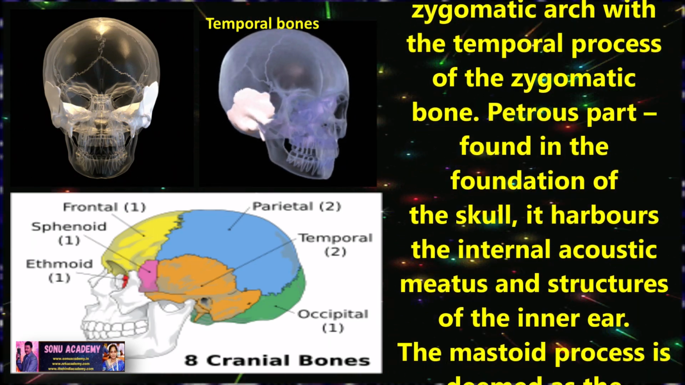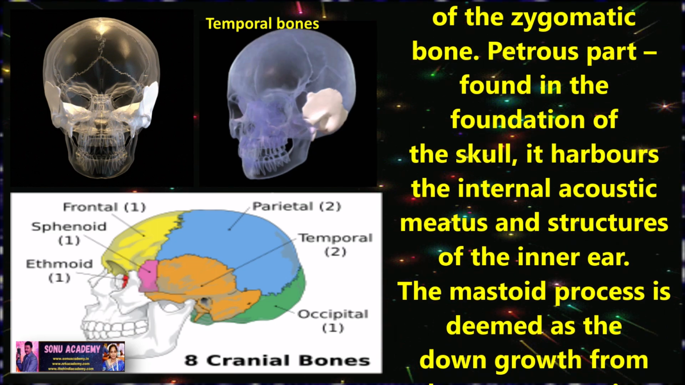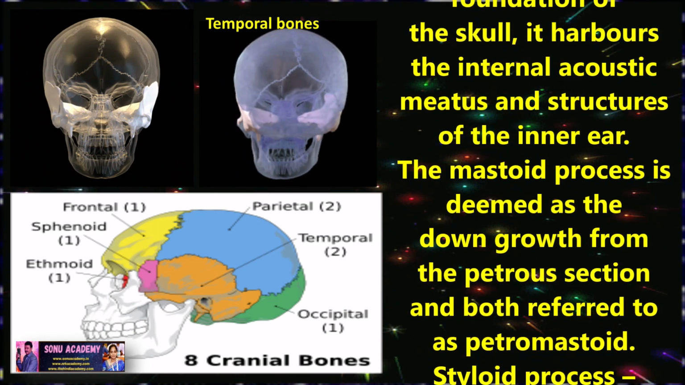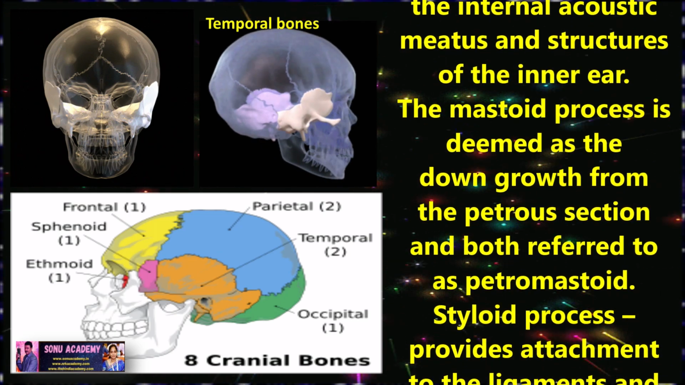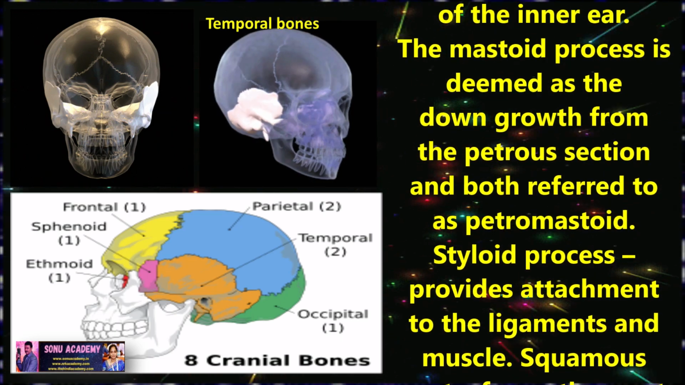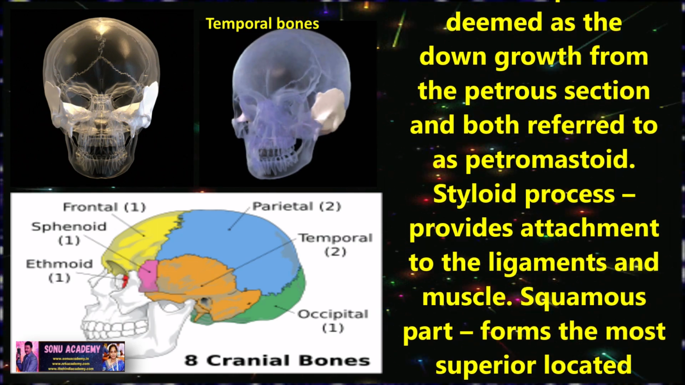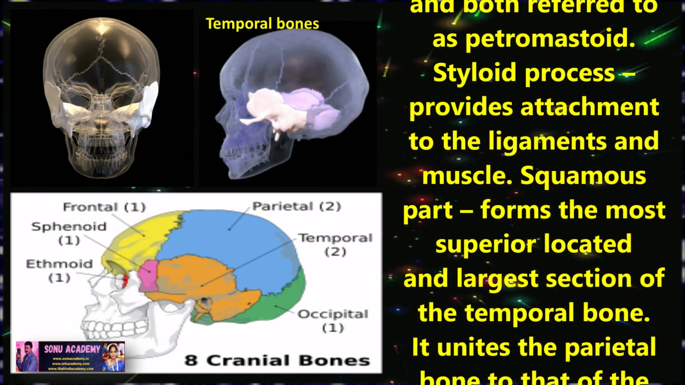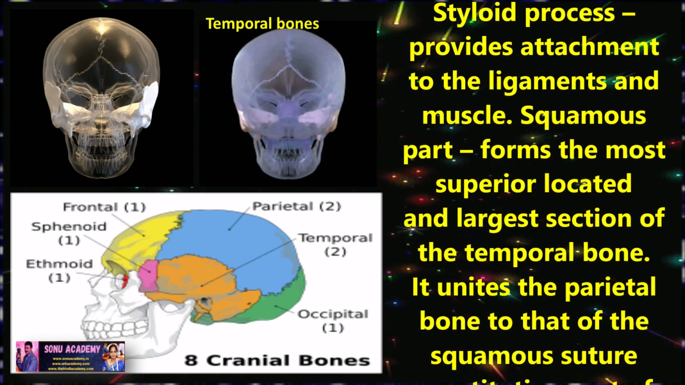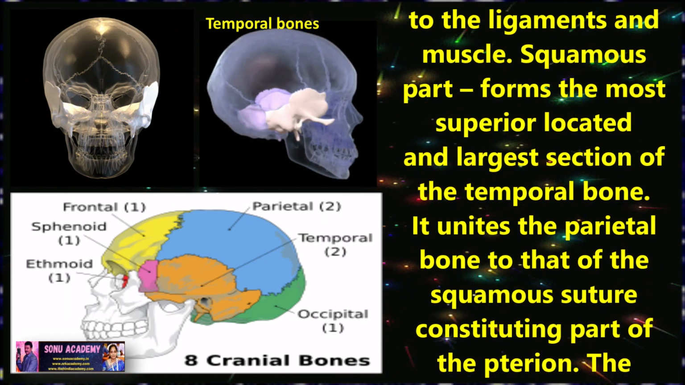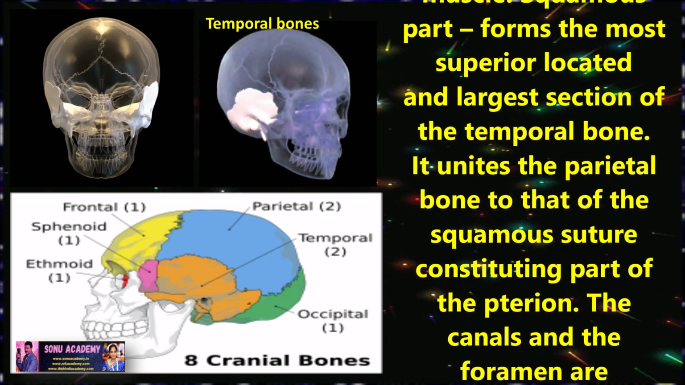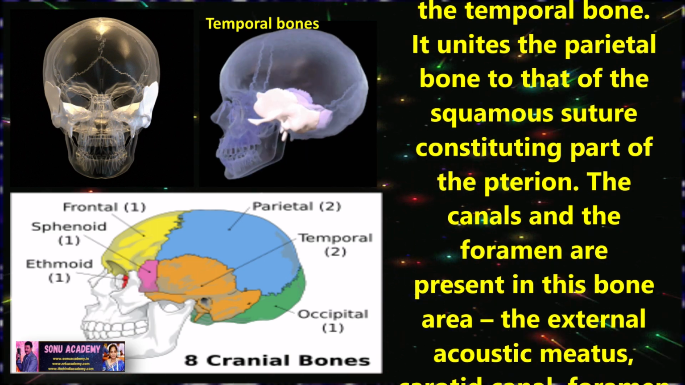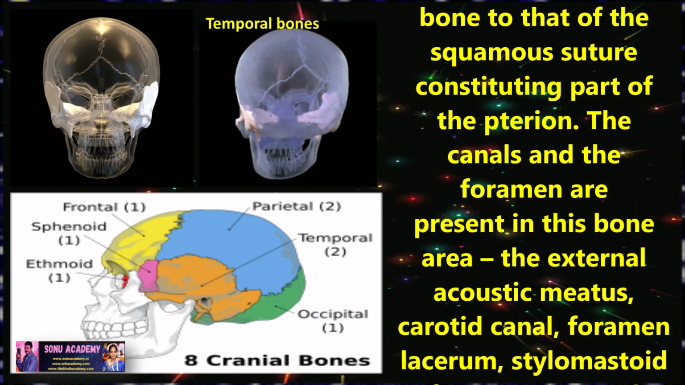It harbors the internal acoustic meatus and structures of the inner ear. The mastoid process is deemed a downgrowth from the petrous section, and both are referred to as the petromastoid. The styloid process provides attachment to ligaments and muscles. The squamous part forms the most superior and largest section of the temporal bone. It unites with the parietal bone, constituting part of the pterion.